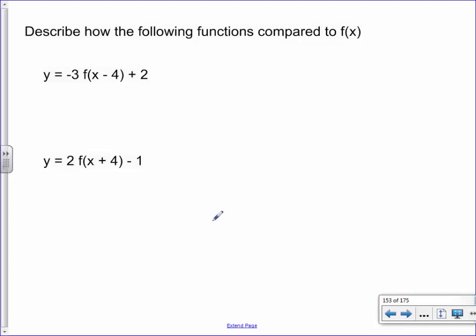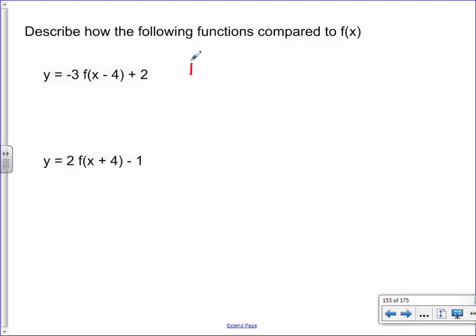So how many different things need to happen in this graph? I'd say 4 things need to happen. There's a negative sign, that's going to do something. There's a 3, that's going to do something. There's a minus 4, and a plus 2. That makes sense. So let me write out, maybe in words, what's going to happen.